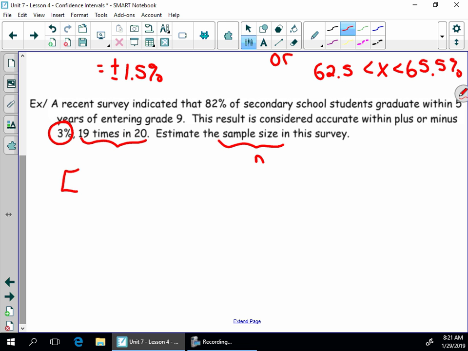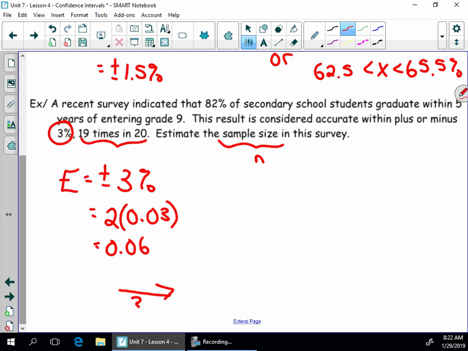So when I'm thinking about margin of error, plus or minus 3%, well, that could be 3% either way. So how much margin of error is that? That's actually 2 times 0.03, in other words, 0.06. And the reason it's 2, it could be 3% above the actual answer or 3% below the actual answer, which is a total of 6%.